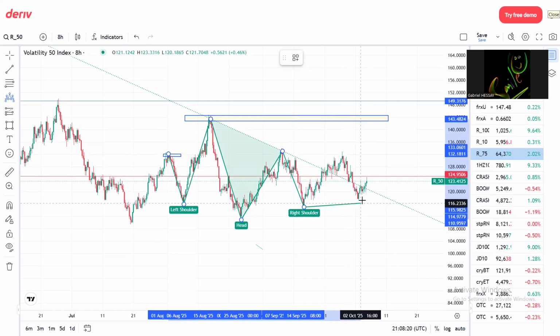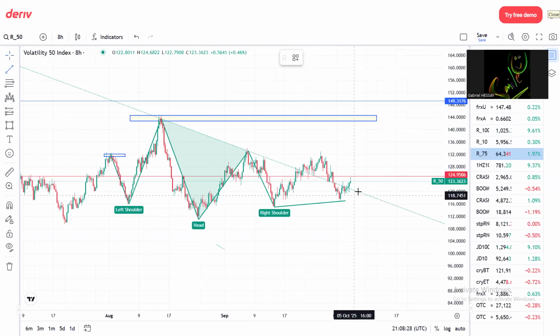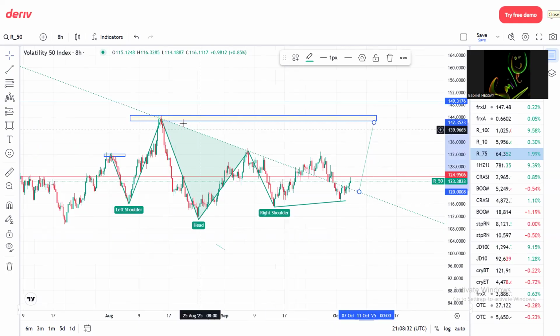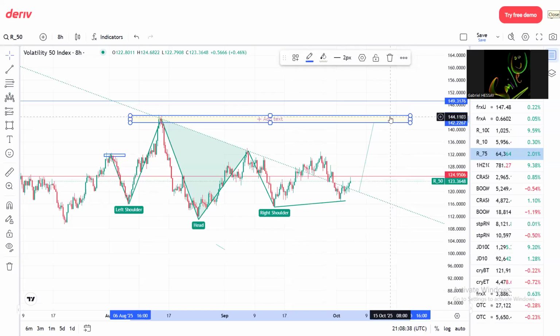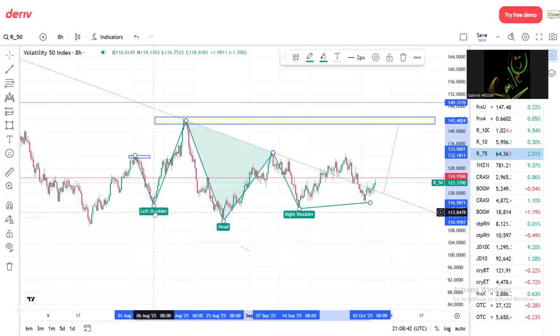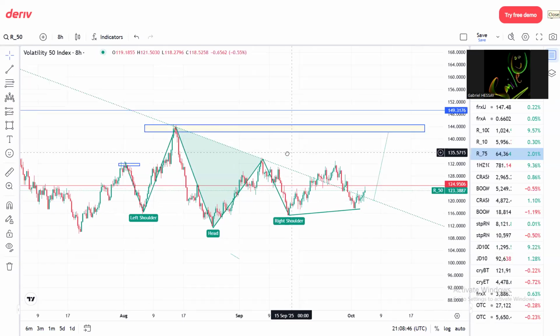Okay, and you see where the trend line is. So once we break the trend line, we can have a move to the upside. And this is the neck. This zone is the neck, because we will use the left shoulder to monitor the neck.